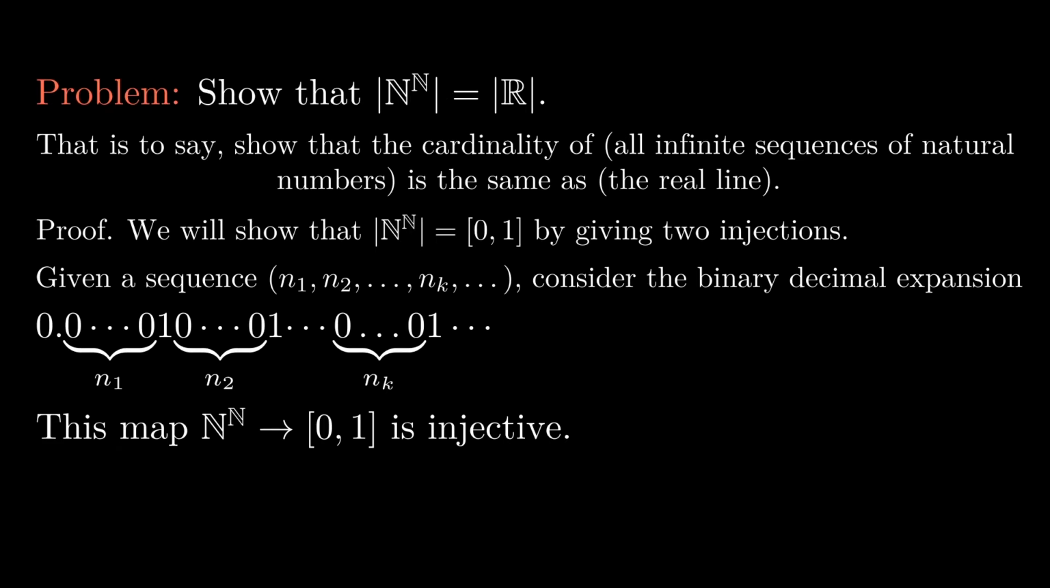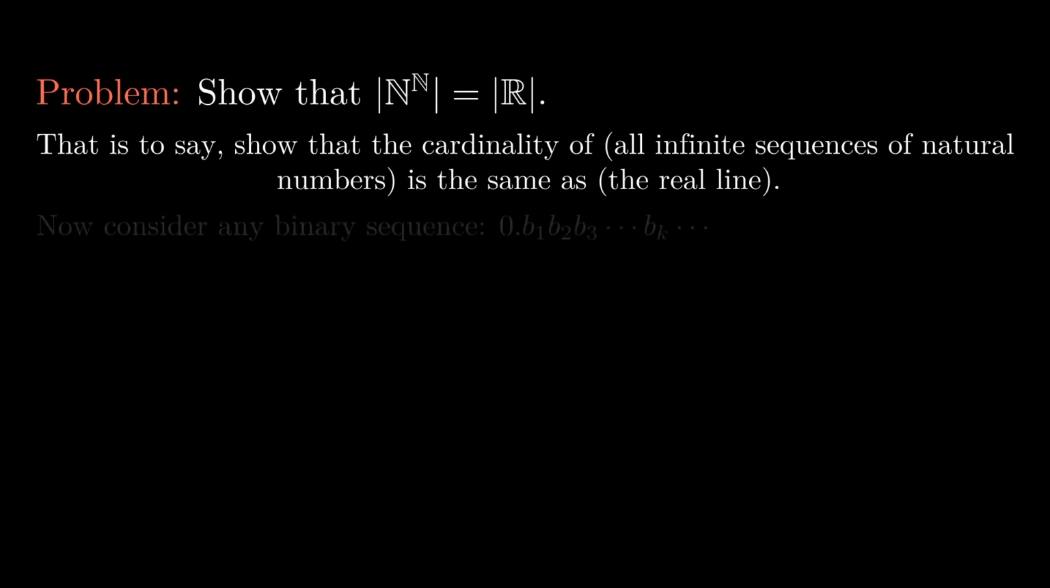This is clearly an injective map. If you give me two different sequences of natural numbers, I'm going to put zeros or a sequence of zeros in different places. So that'll give me a different binary decimal expansion. Now we'll cook up a map going in the other direction.